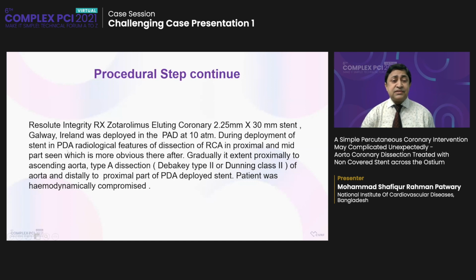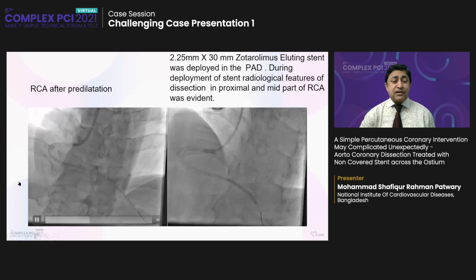Then we stented the PDA lesion with a Resolute Integrity stent, 2 by 2.25 by 30 millimeter, at 8 ATM. During deployment of the stent in the PDA, radiological features of dissection of the RCA appeared in the proximal and mid part, and became more obvious thereafter. It gradually extended proximally to the ascending aorta, creating a type A dissection, DeBakey type 2 or Dunning class 1 dissection in the aorta, and distally it also extended. The patient was hemodynamically compromised.